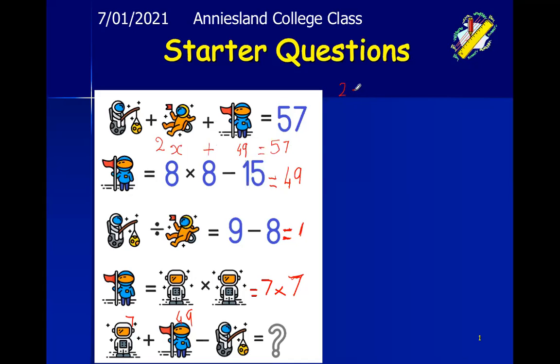So using our balancing method, we take away 49 on each side. We get 2x equal 8, yeah? And divide by 2 on both sides. That means x equal 4. There you go. So you've got 4 plus 4 plus 49 equal 57. So that's 4. What's 7 plus 49 take away 4? 52. Yeah, so that's your answer.